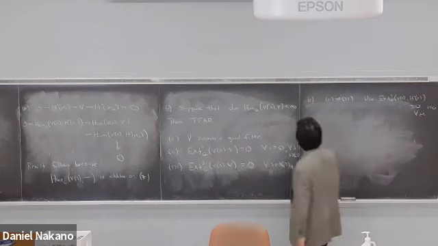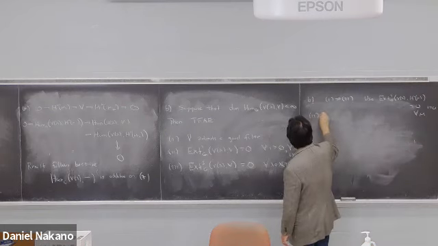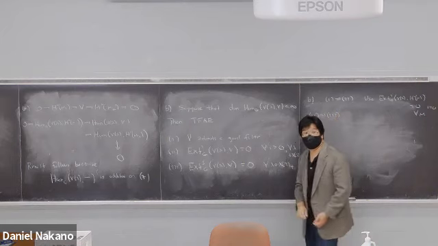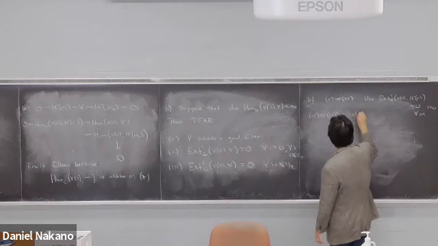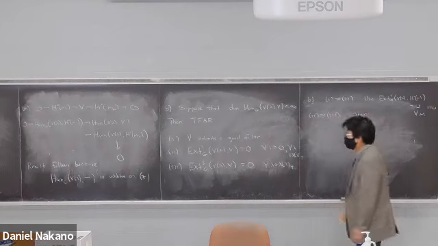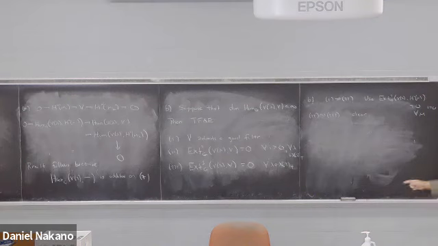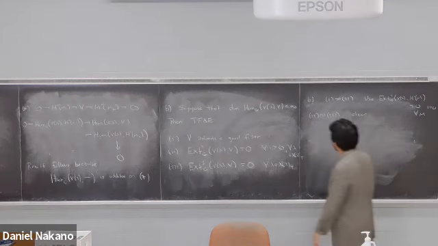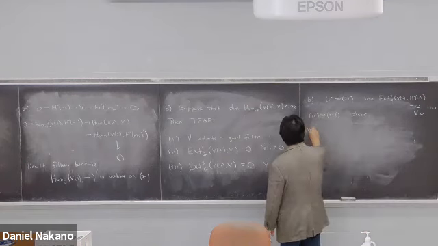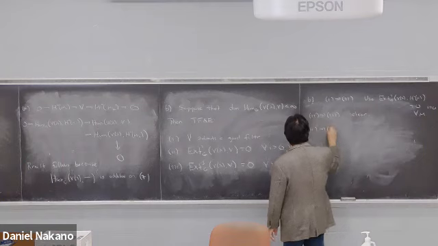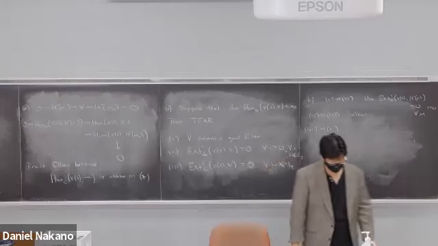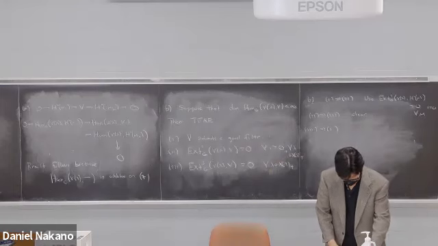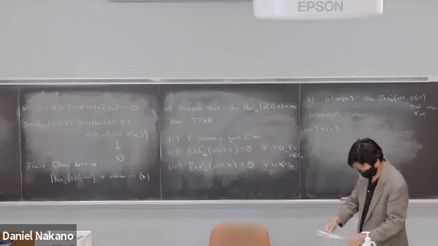Okay, 2 implies 3. I think that's clear. So this is clear. What we need to do is prove that 3 implies 1. So let's prove that 3 implies 1.